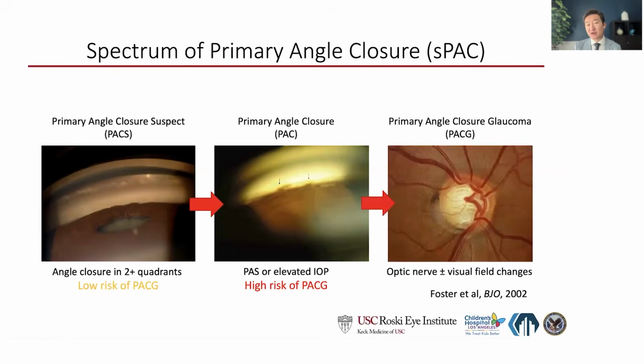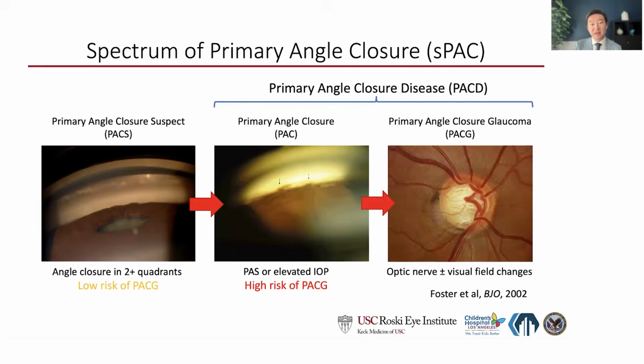Finally, primary angle closure glaucoma, or PACG, is diagnosed when there is the presence of optic nerve damage with or without visual field defects, in addition to the gonioscopic findings of angle closure, in which pigmented trabecular meshwork cannot be visualized. And so PAC and PACG together form primary angle closure disease, or PACD, which is the more severe part of the spectrum of primary angle closure.